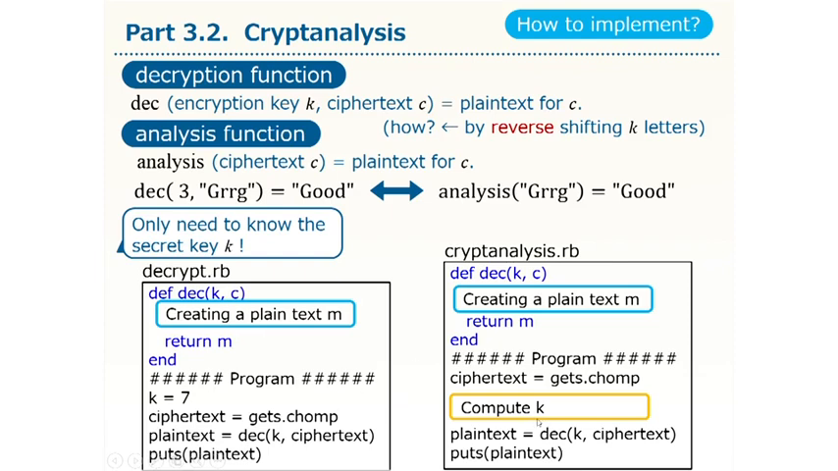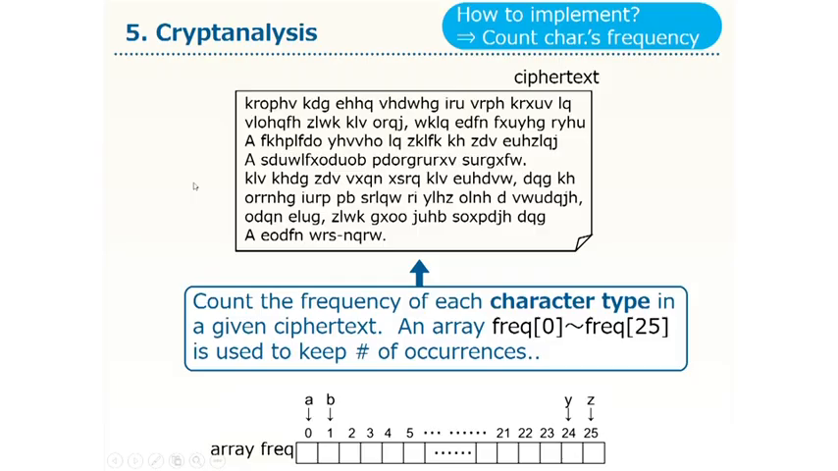Once the key K, in other words, how many letters to shift by, is determined, we can use the decryption function, or more precisely, this subroutine that computes it, to decode the text. Let's consider how to compute K. For example, let's assume we are given a ciphertext like this. We don't know what it says.